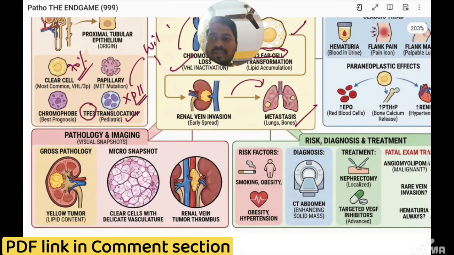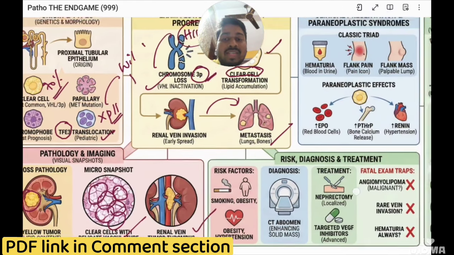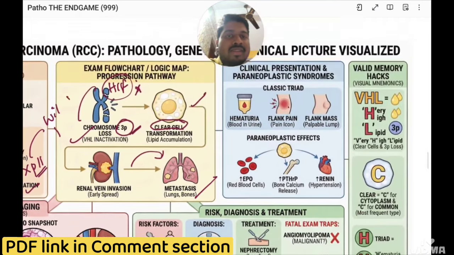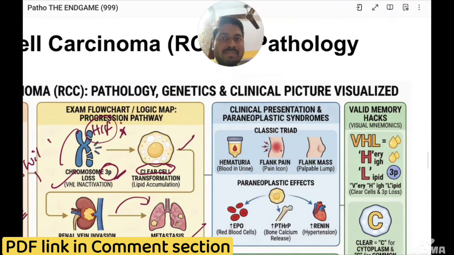So on gross imaging, what do you find? You find a yellow tumor, which has more lipid content, and on histopathology you'll find clear cells, that is you won't find any staining material within, because of this lipid deposition. It is also prone to cause renal vein thrombosis, and it can also enter into the IVC, causing IVC thrombosis. What are the risk factors? Risk factors are smoking, obesity, all these are common things. I think no need to explain much in depth. Symptoms will be simple: hematuria, flank pain, and palpable flank mass.